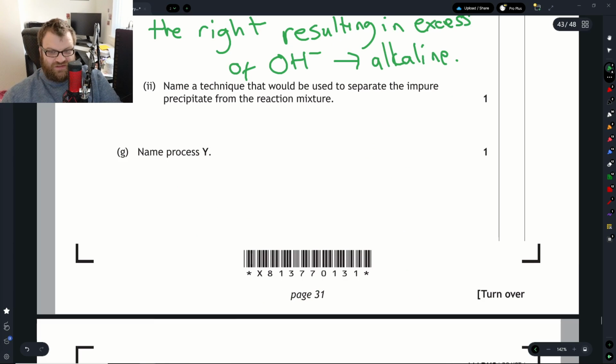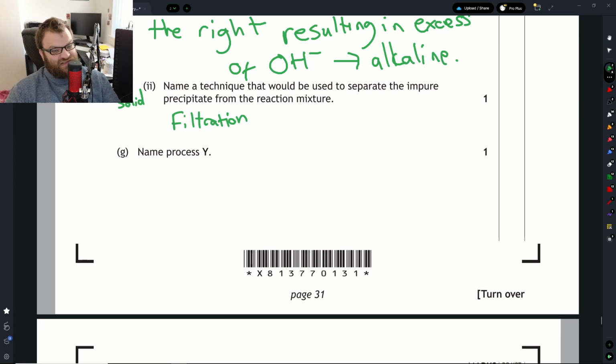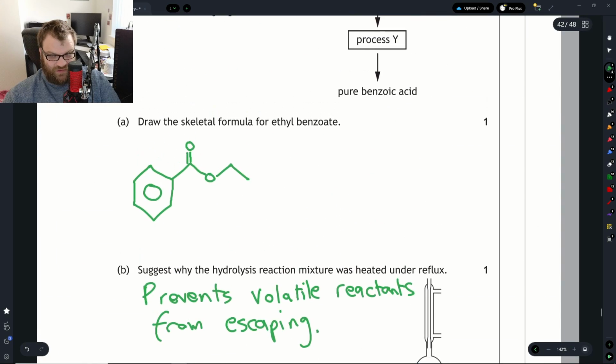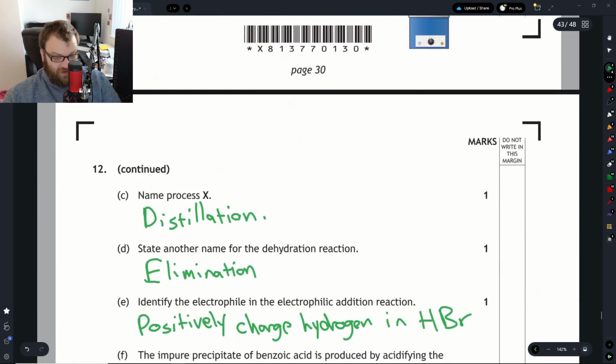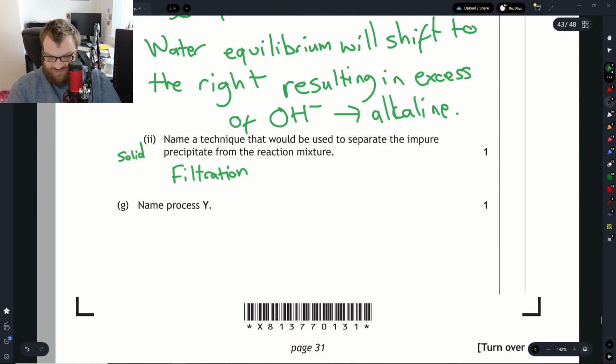Okay, next one, we're trying to separate an impure precipitate. So precipitate means it's going to be a solid. We're separating a solid from a mixture. Filtration would be the easiest way than that. You could talk about vacuum filtration, make it go faster. You want to separate a solid from a mixture of solutions and liquids, then filtration will work well. Name process Y. What does process Y do? We are purifying, going from impure to pure benzoic acid. Purifying, recrystallization would be a good one when we're dealing with solids.